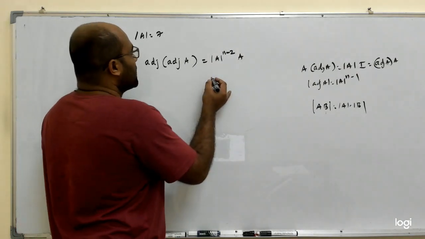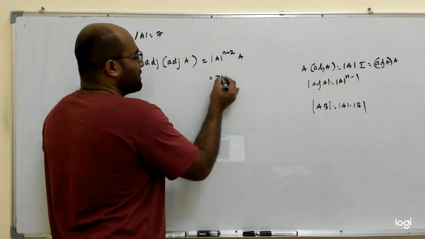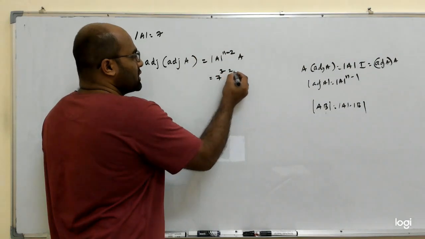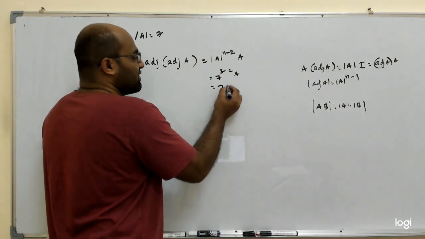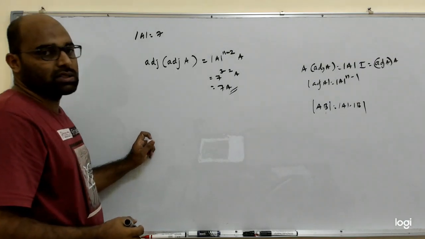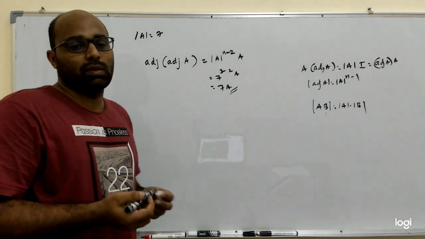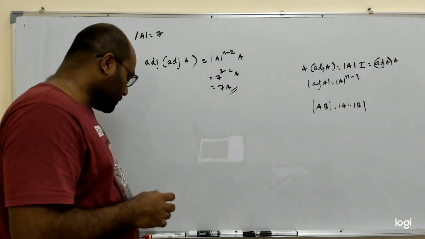So what is determinant A here? 7. So 7 raised to order 3, 3 minus 2, into A. That is 7A will be the answer. It is a matrix, 7A. A is a matrix, 7 into that matrix. So I hope you understood this one.